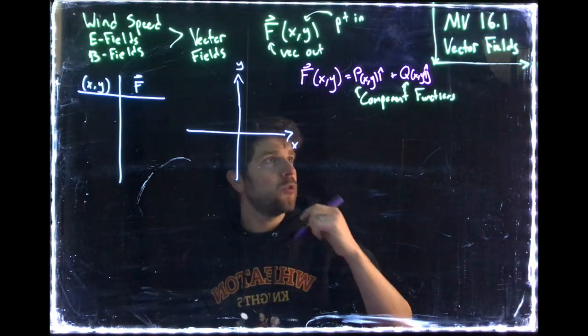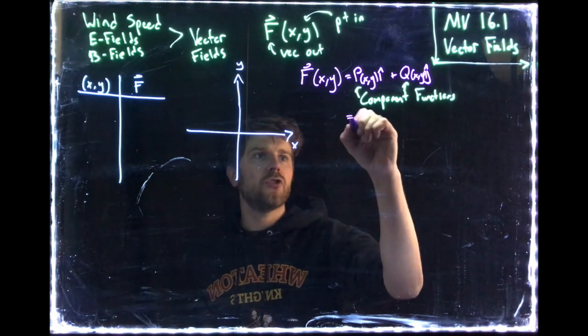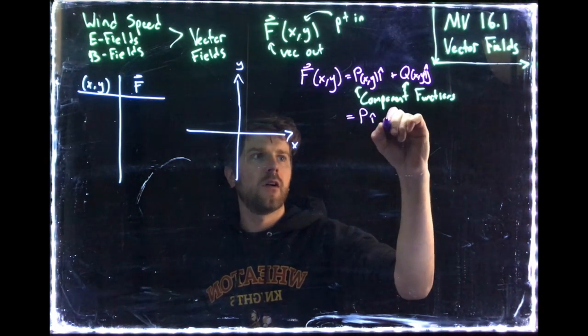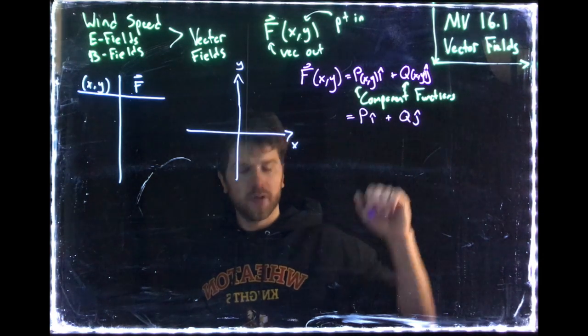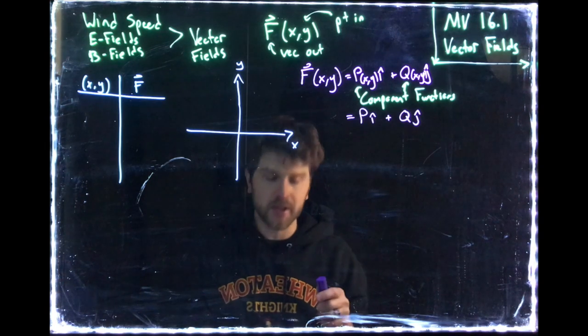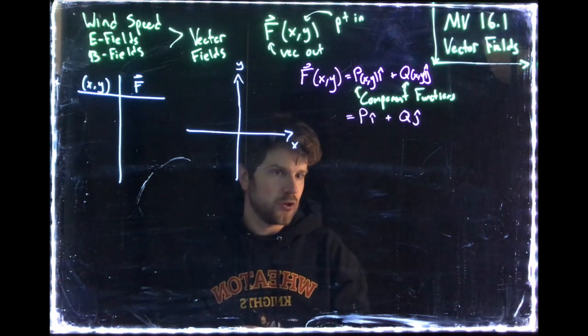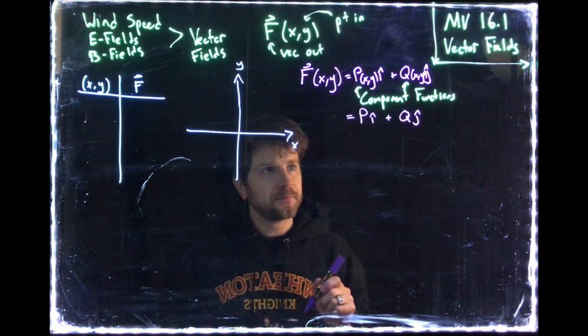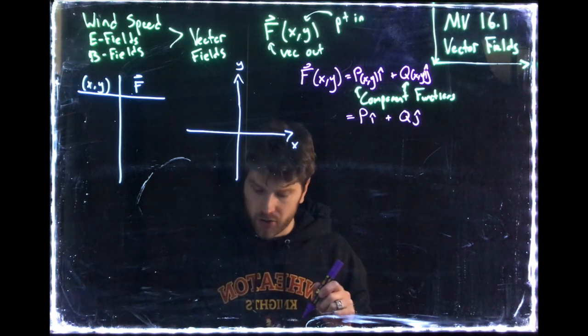But in general, we usually just write it this way. We'll usually just write p i plus q j. When we get to 3D, we'll add a k hat, but for the moment, we're going to stick to p i and q j, reminding ourselves that p and q are variables.